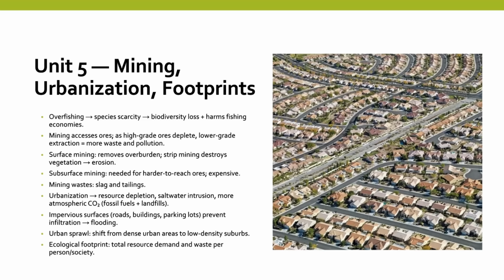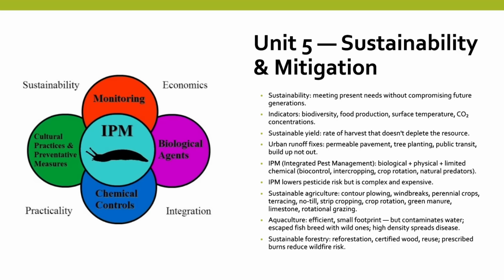Urbanization drives carbon emissions, saltwater intrusion, and flooding from impervious surfaces like concrete pavement. Urban sprawl is going to push suburbs into rural land, and ecological footprint is the measure of the total resource demand per person. Sustainability is the present-future balance. Sustainable yield is the harvest rate that you can keep forever.